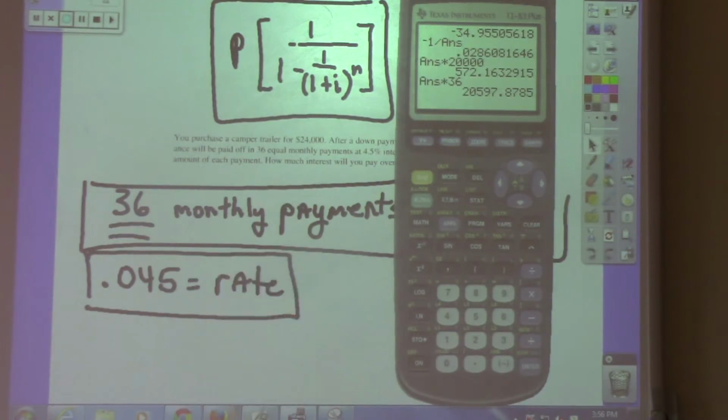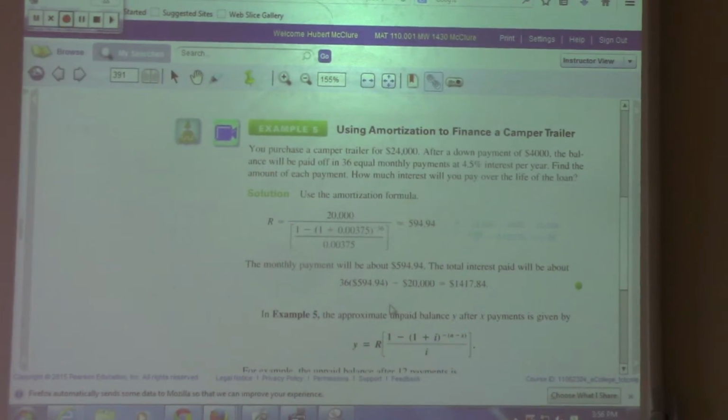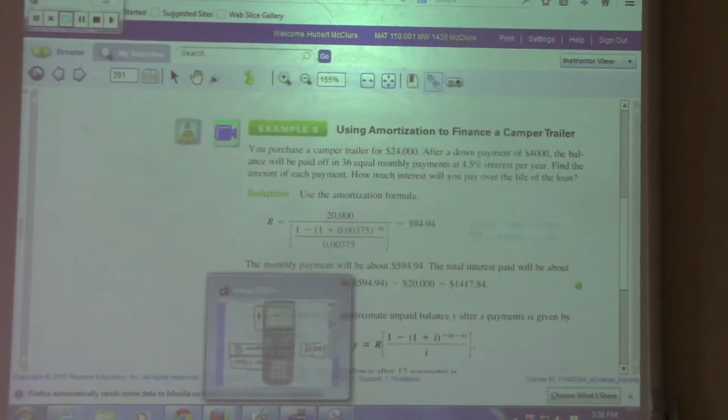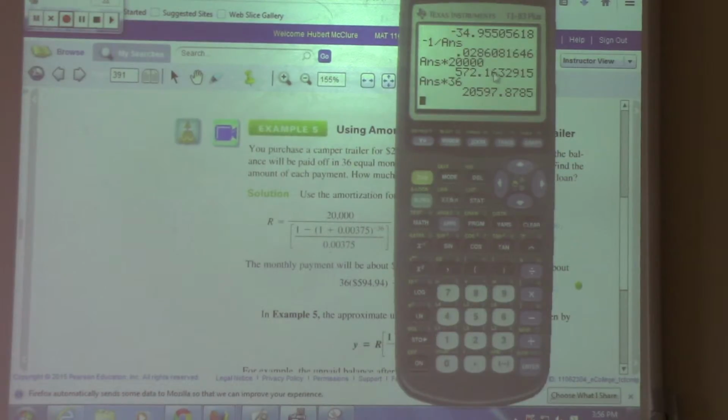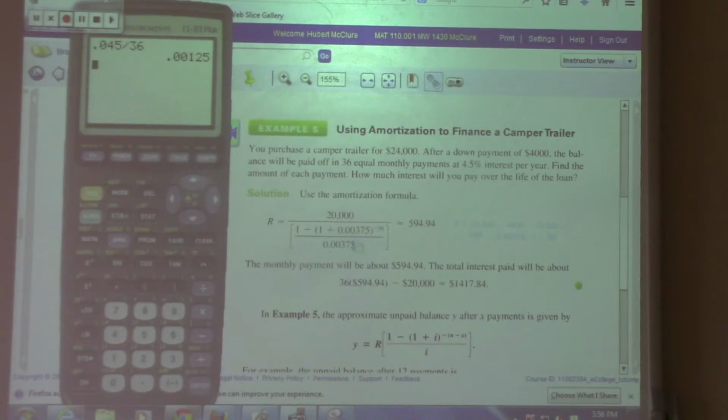Let's see what we got so far. I got 594. I must have done something wrong. No, I got 572. Let's see that quick. Let's see what they got with. Did I not get 0.33? Let me try that again. 0.045 divided by 36. Nope.